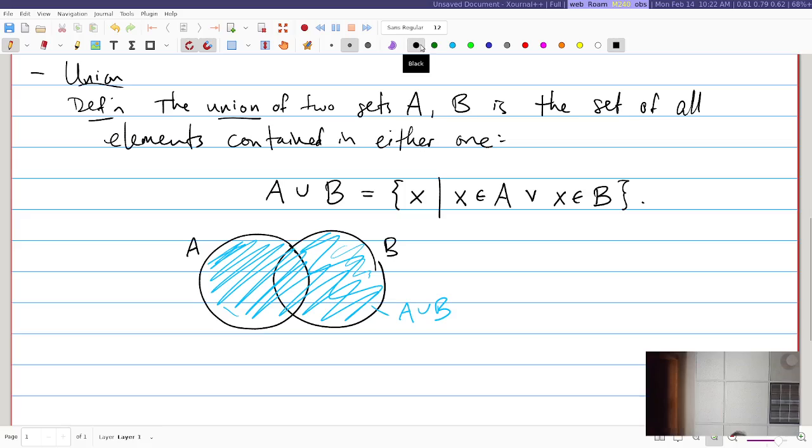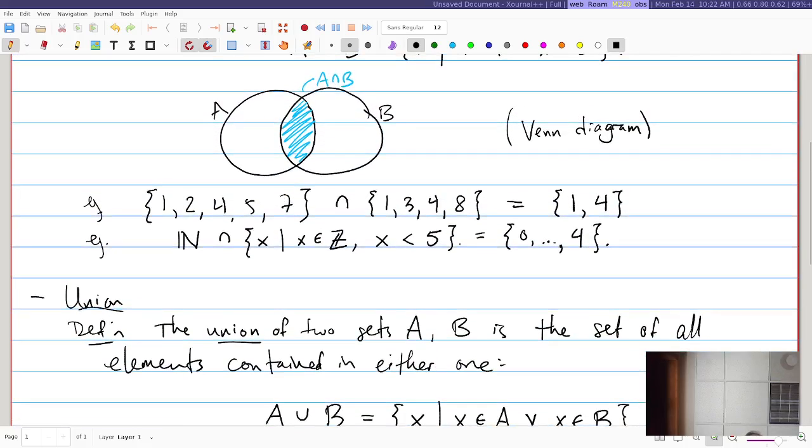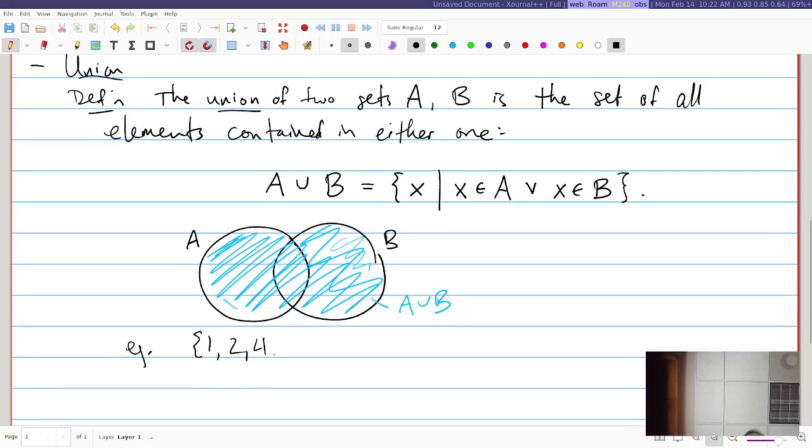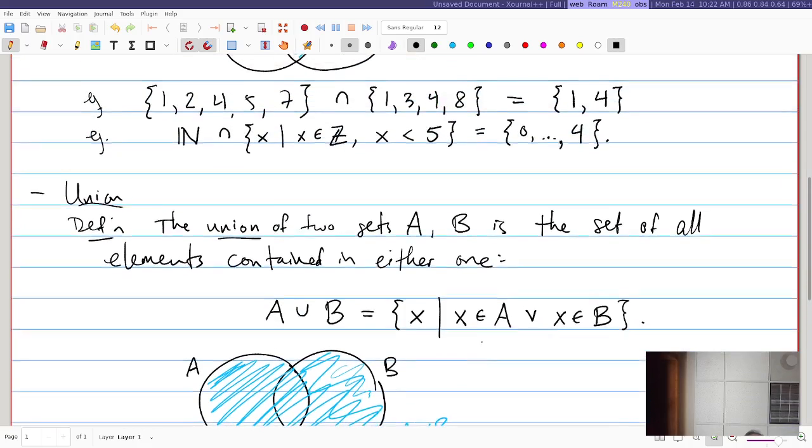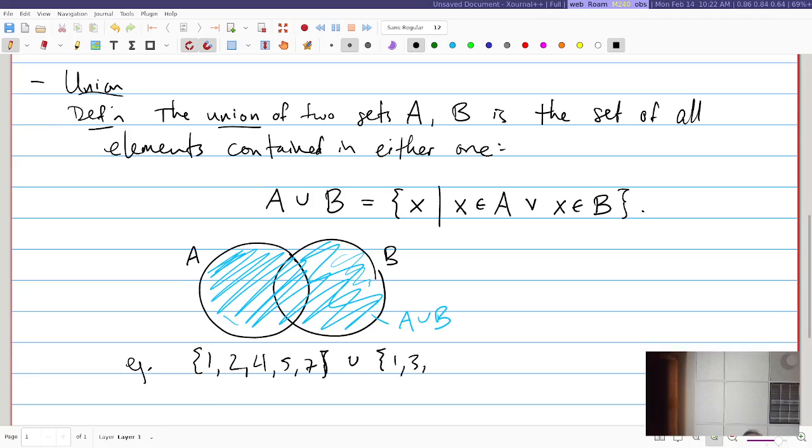So for example, let's do this the same: 2, 4, 5, 7 union 1, 3, 4, 8. I just take every element that's in either one. But because these are sets, I don't care whether I have 2 copies of something or 1 copy. It doesn't really matter. It's just, is it in one or both? So 1 is definitely in there, 2, 3, 4, 5, 7, 8.